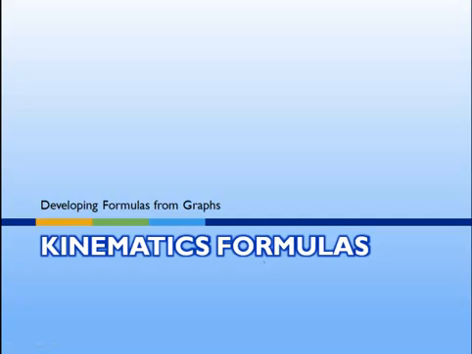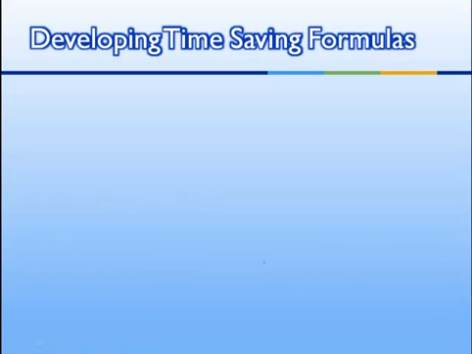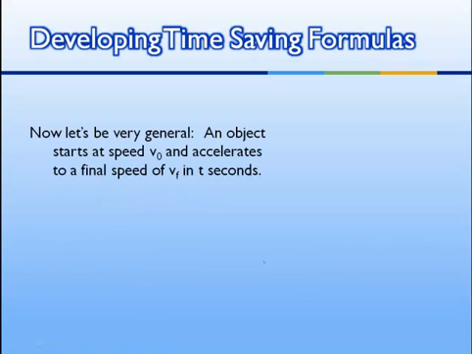Yesterday we saw how position and velocity versus time graphs can help us make calculations. Today we're going to develop some formulas so that we don't have to draw graphs every single time. In order to develop these formulas, we need to be very general. Let's just say an object starts at a specific speed and it accelerates up to a final speed in some amount of time, which we'll call t.